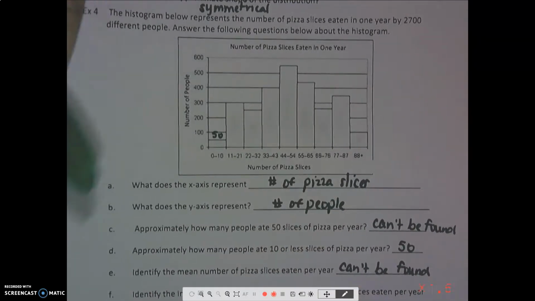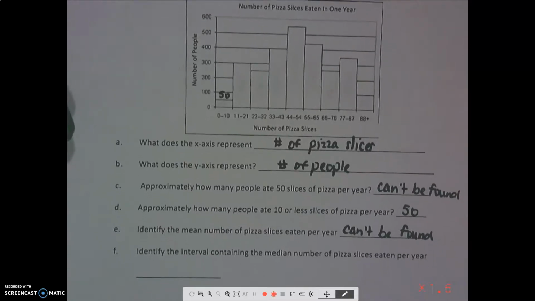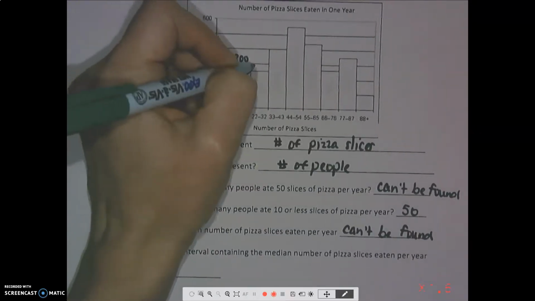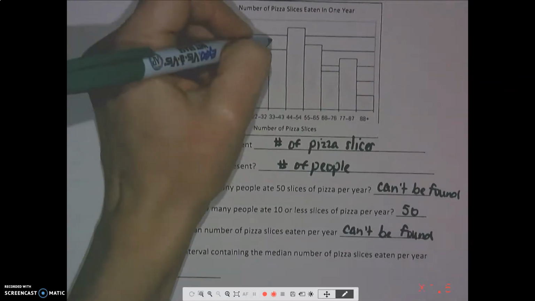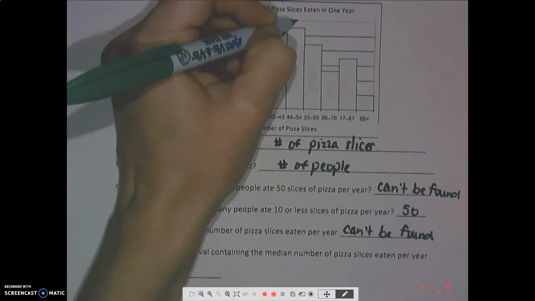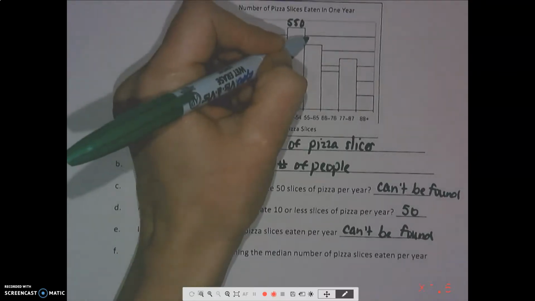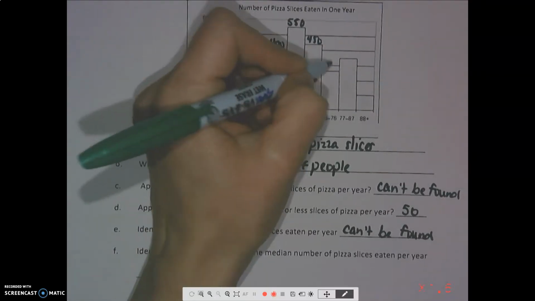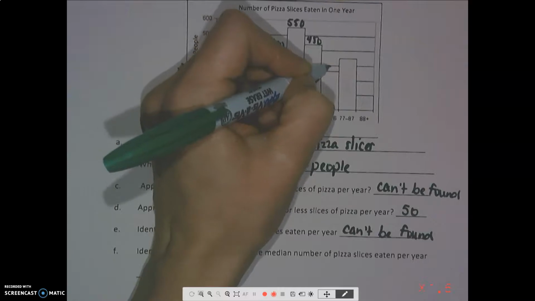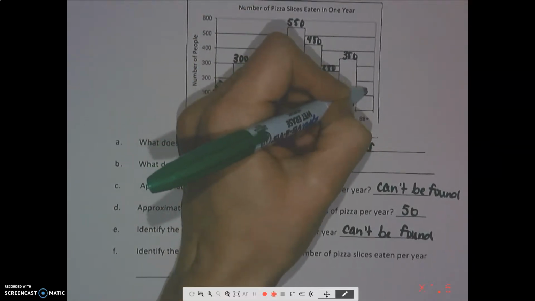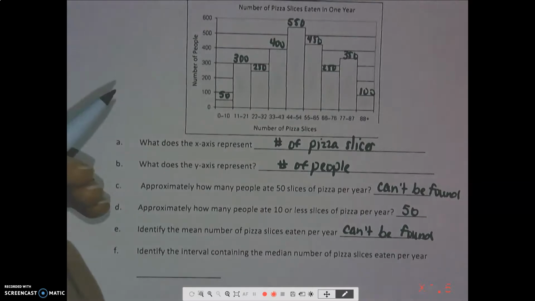Identify the interval containing the median number of pizza slices eaten per year. So there's 50, 300, we're going to call that 250, 400, 550, we'll say 450. Now these are approximate as well, but when you add all of these numbers together, you do get the 2,700 people, okay?